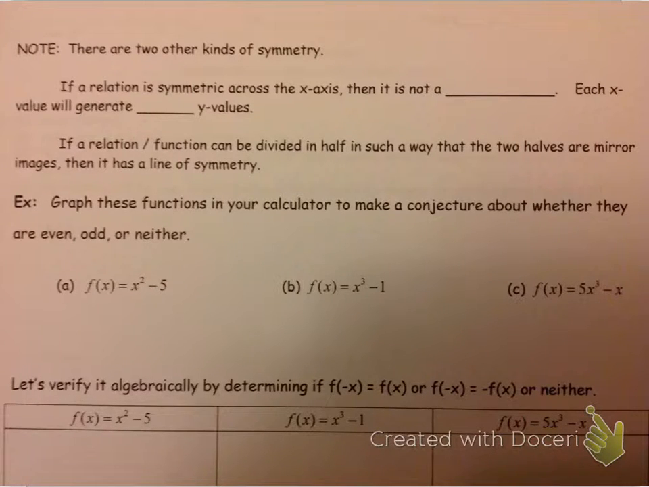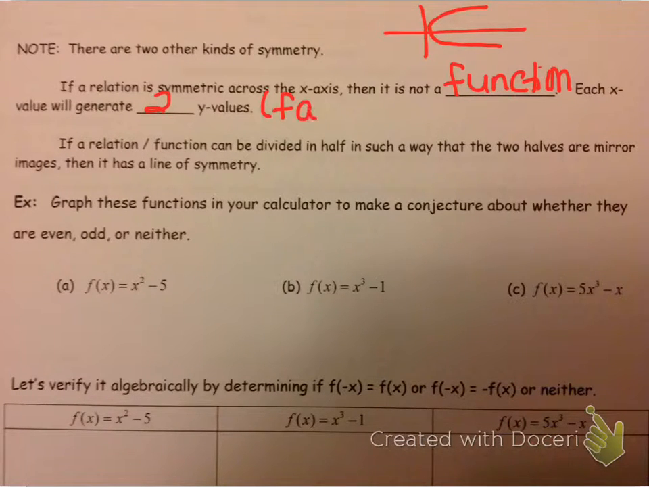Now there's lots of other kinds of symmetry, but there's only two others that we're even going to talk about in pre-cal. Most of your other symmetry is all geometry. Okay, we're not in geometry anymore. So the other two kinds of symmetry, if you're symmetric across the x-axis, then that means that you're going to have an object that maybe looks like that. That would be symmetric across the x-axis, but that means that it's not a function, because each x value is going to generate two y values, so that means that it fails the vertical line test.